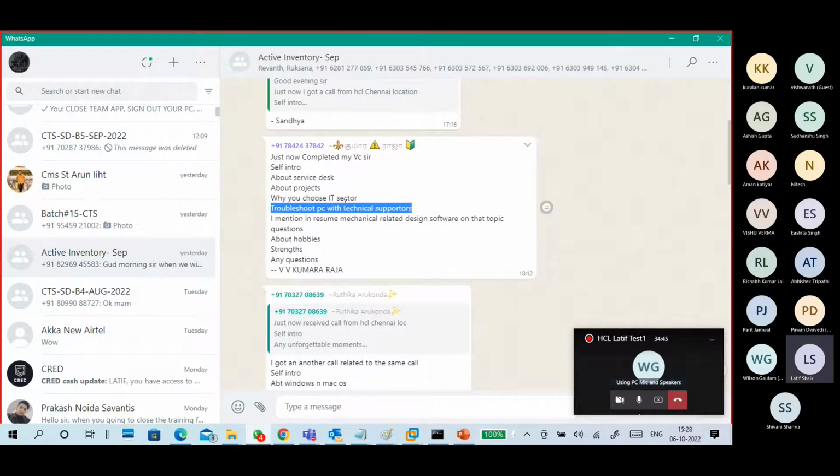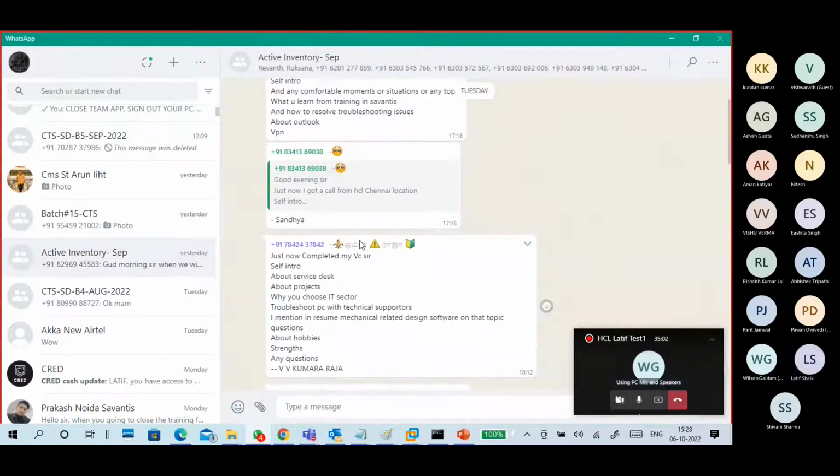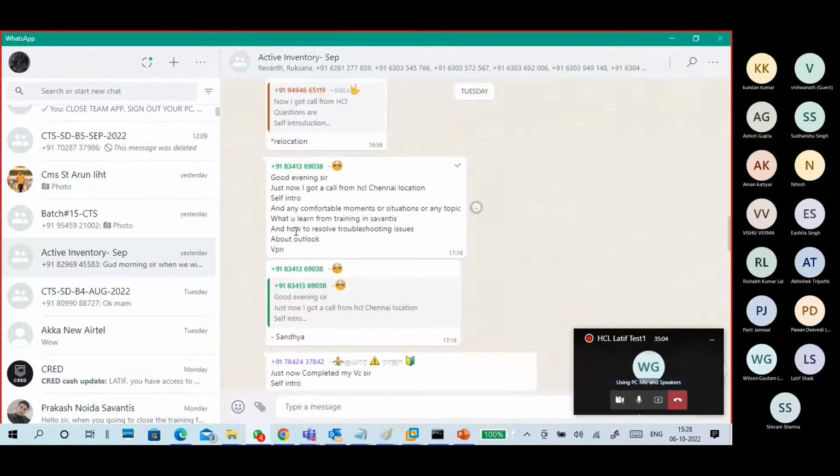Troubleshooting PC. Why did you choose IT? Your resume belongs to mechanical-related design software. On what topics are the questions, since I mentioned mechanical-related design software in the resume? So based on your resume: VPN, Outlook.